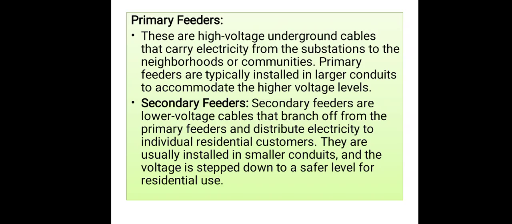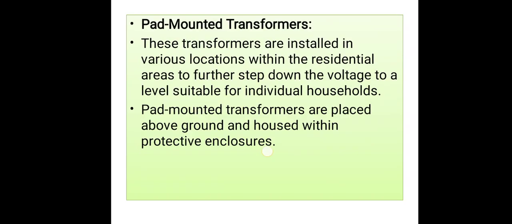Next are the secondary feeders. The secondary feeders are low voltage cables that branch off to individual residential customers. They are usually installed in smaller conduits, with the voltage stepped down to a safe level for residential use. The pad mount transformer is installed in various locations within the residential area to further step down the voltage to a level suitable for the individual household.